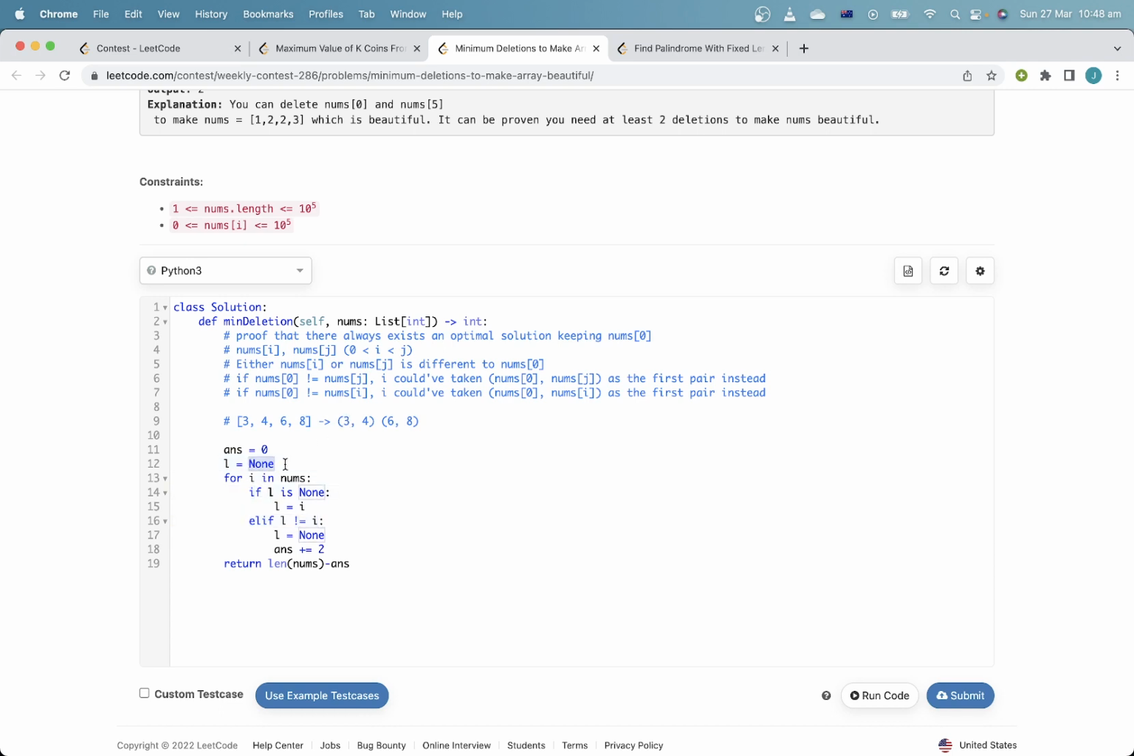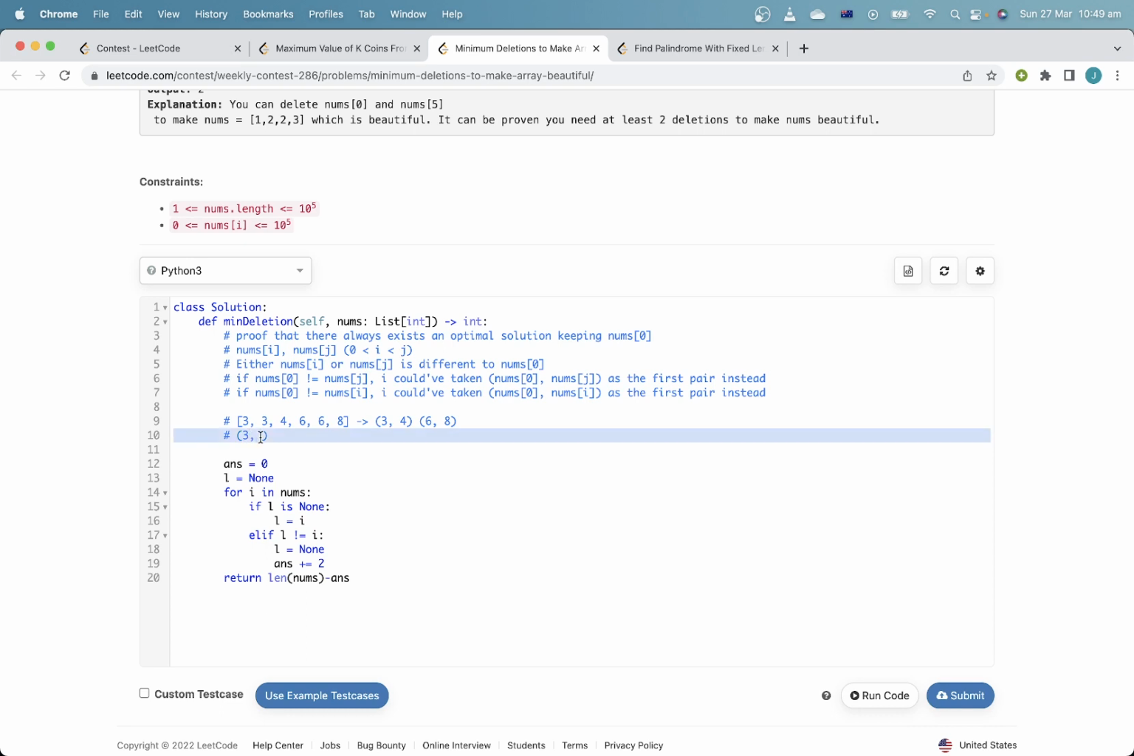And then L equals none will represent that I just finished making a pair and I don't have the first element of the next pair. So basically, if I scan through a list like this, when I've processed this 3, I'm going to put this 3 as the beginning of this pair, but I don't know what the second element of the pair is yet. When I see this 3, it can't be in the same pair as this 3 because they're equal, so I ignore this 3. When I see this 4, that means I can take this 4, so I'm going to put this 4 in this pair.